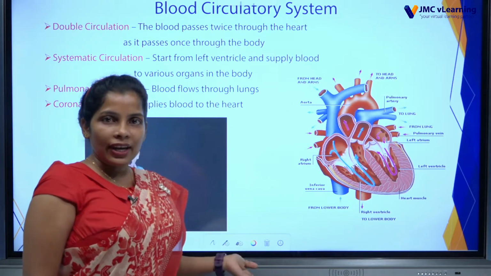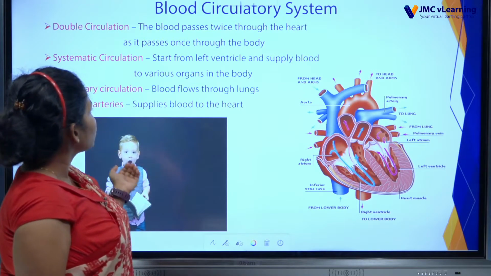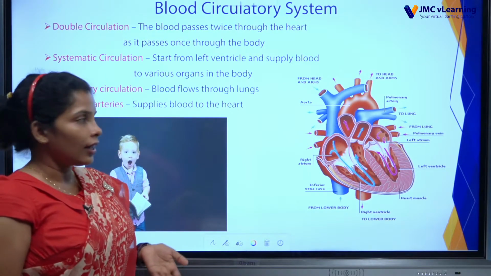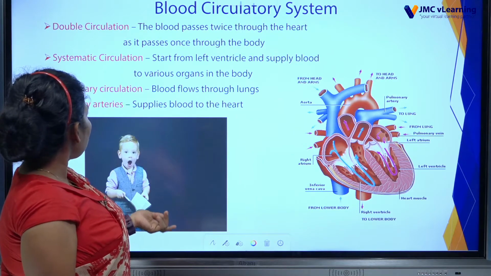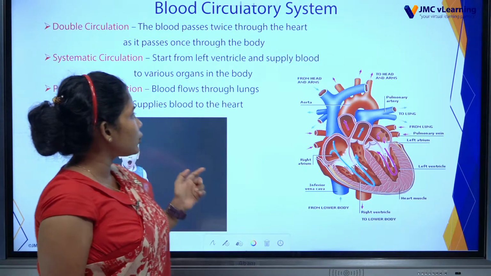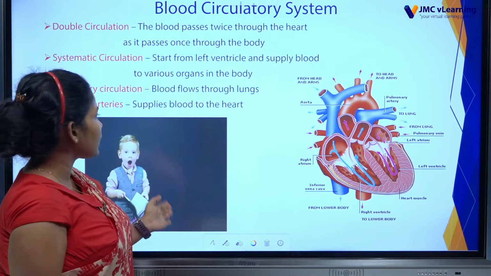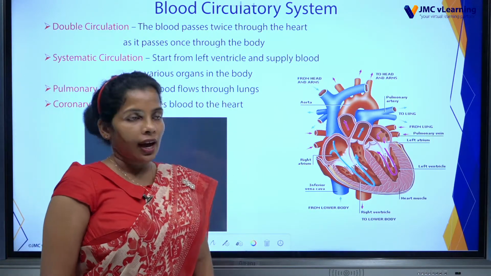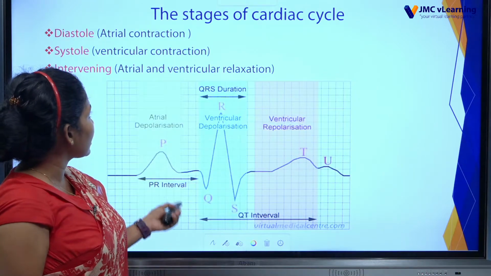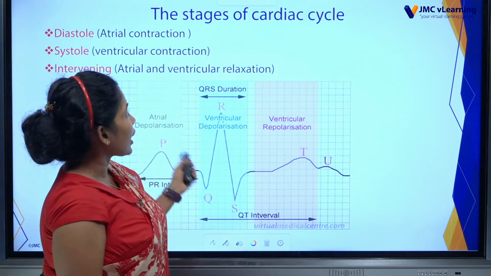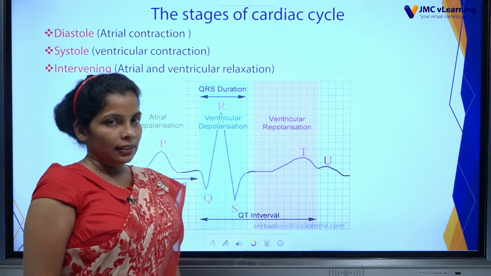Start from the left ventricle and supply blood to various organs in the body. Third one, pulmonary circulation, where blood flows through the lungs. And the last one is coronary arteries, which supply blood to the heart. Those are the major parts, and these are the major stages of the cardiac cycle.